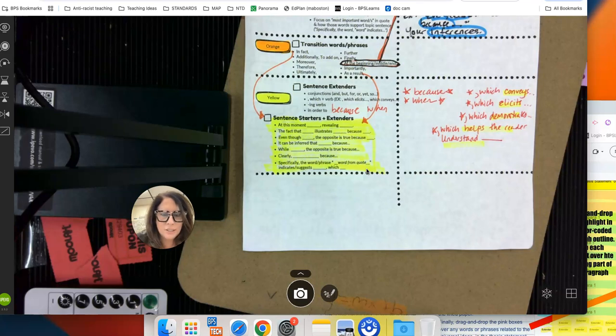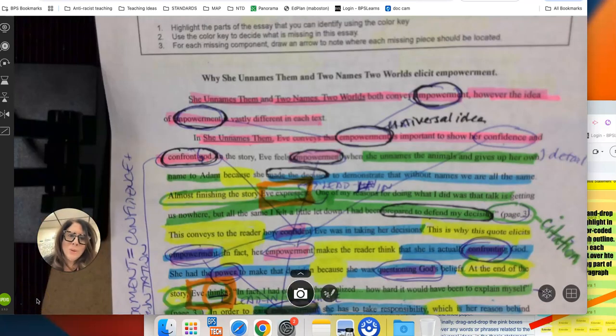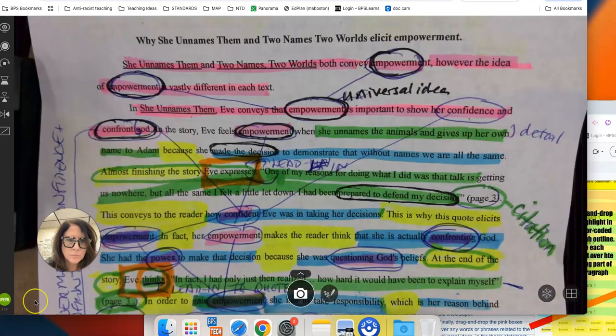All right, so let's just move on to the actual highlighting portion of writing with colors. We have been doing this for the past week. If you're just joining us, it might seem a little bit confusing at first. The more you do it, the more you will get used to it.